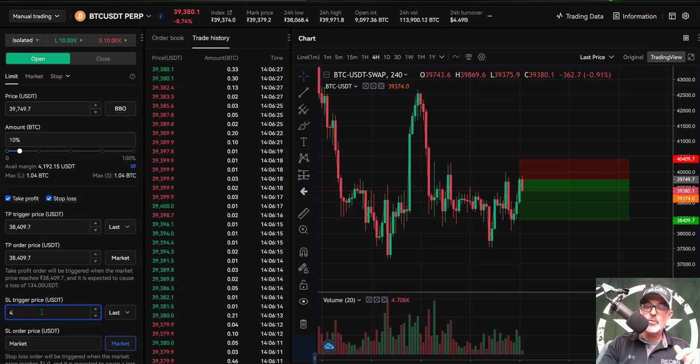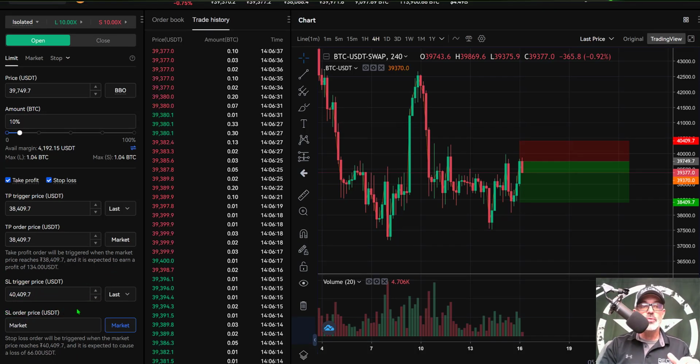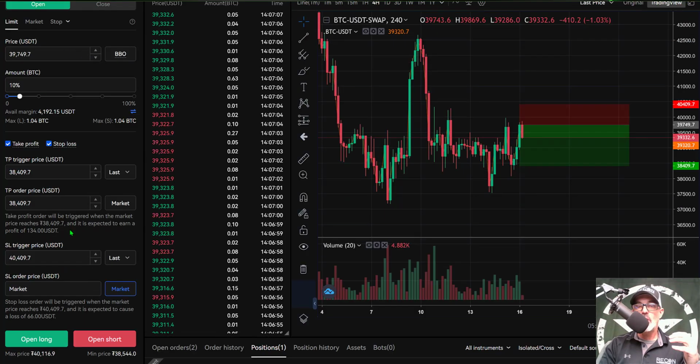Now, moving on to the stop loss trigger price. Again, we had that set at 40,409.70. In this case, I leave my stop loss order as a market order because I want out as quickly as possible. I do not want to risk that the price is surging up and moves past my stop loss and keeps going, and therefore I end up getting liquidated because I don't actually get filled on a limit order. Limit orders are not guaranteed to get filled if the price moves past them too quickly. Now that all the parameters are set, I can click open short.